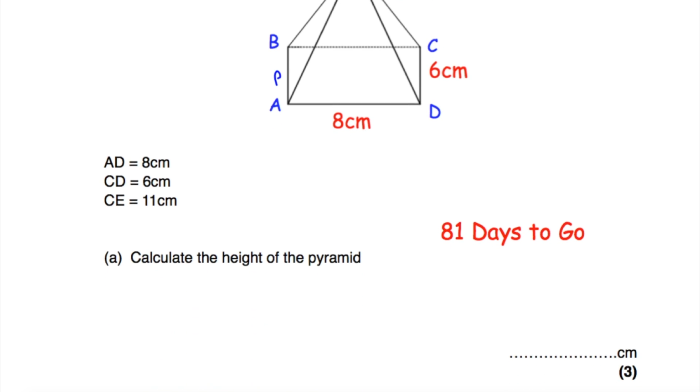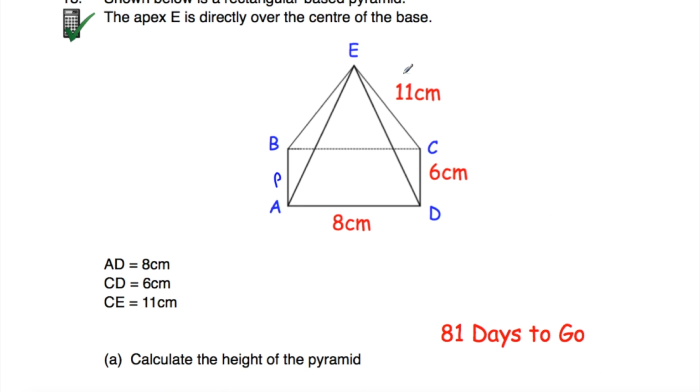And part A, we've been asked to calculate the height of the pyramid. So we want to find the height of the pyramid. That's going to be this height here. So I'm just going to draw a little triangle like so. And we're told that the apex is directly above the center of the base. So I'm going to call the center of the base M. And I'm going to draw a little right angle triangle like so.